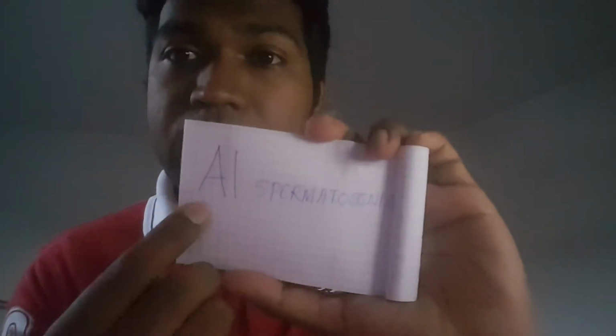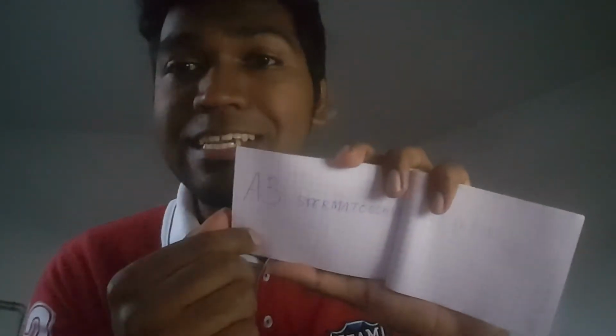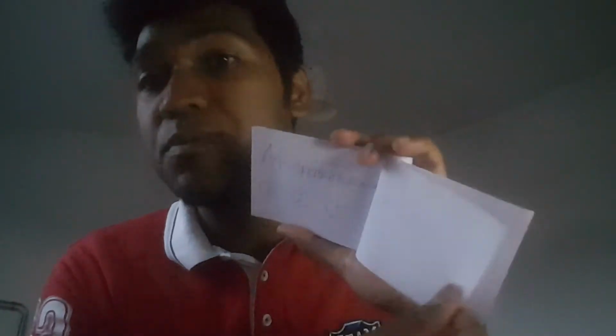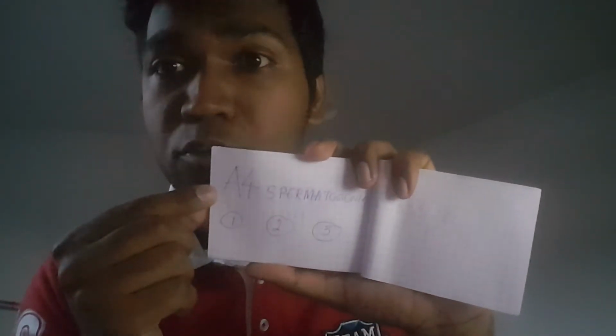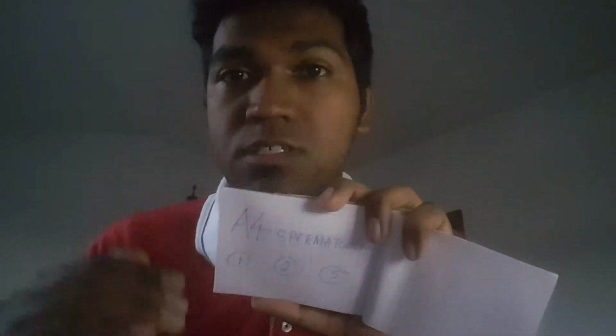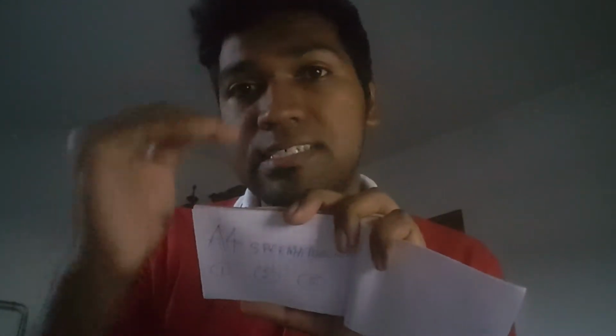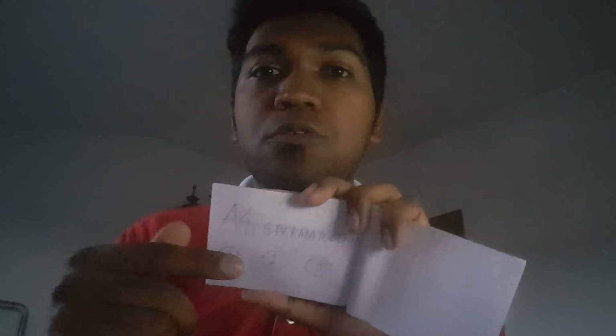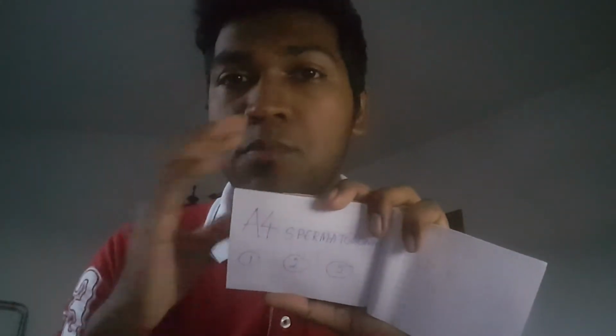Okay, this A1 spermatogonia becomes the A2 spermatogonia, and then this A2 spermatogonia becomes the A3 spermatogonia, and this A3 spermatogonia becomes the A4 spermatogonia. There's a specialty. The whole process takes place under mitosis. Mitosis is a cell cycle. We will discuss it in a different video. So mitosis takes place, so remember that.